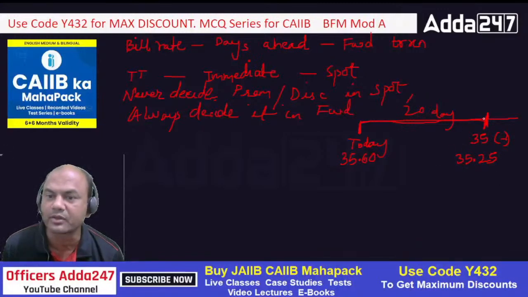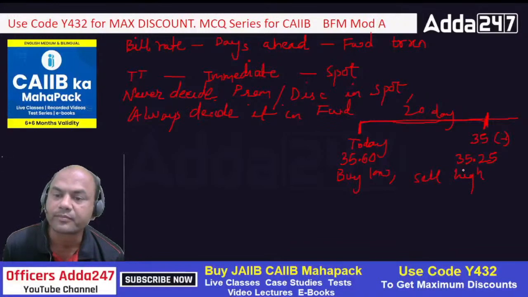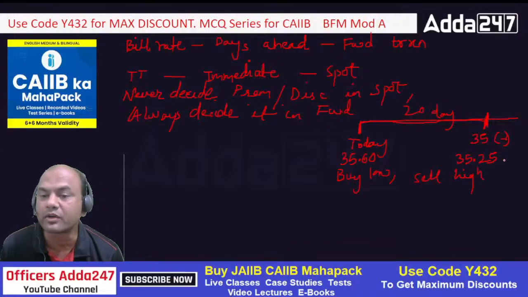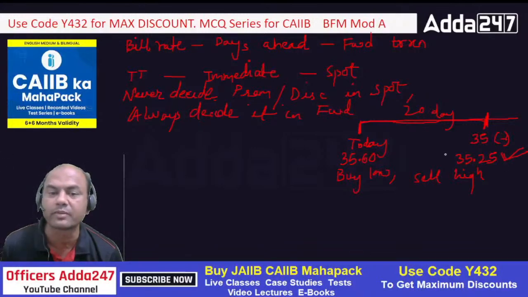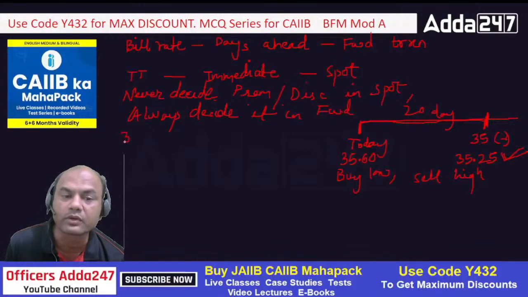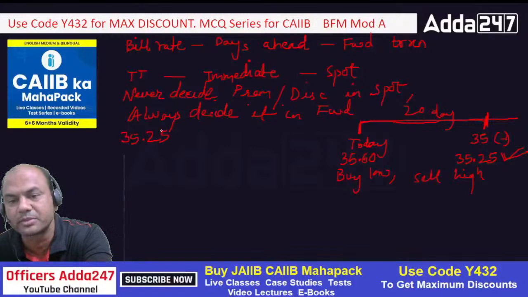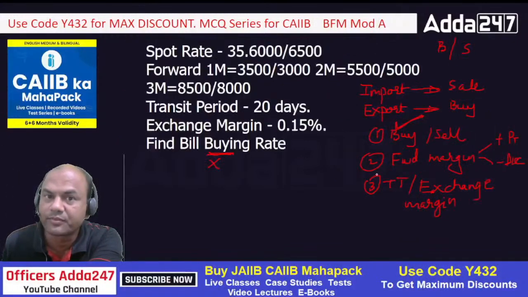My transaction is happening over here, and this is my month end rate. So what will I apply? I'll apply buy low, sell high. This axiom I'll apply. Sell high. So I'm doing what? Buying now. So which rate will I apply? 35.25, right? Buy low, 35.25. This is my new rate after applying the forward margin. But is this my final answer?